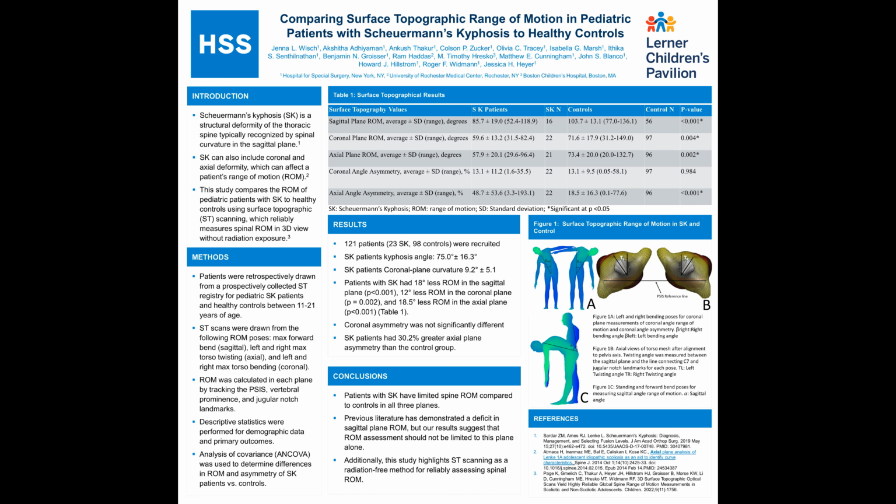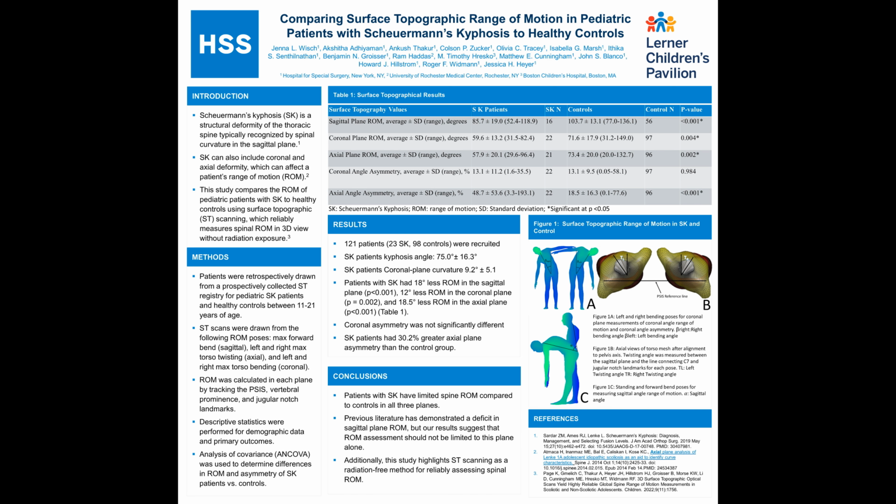Descriptive statistics were performed for demographic data and primary outcomes. Analysis of covariance was used to determine differences in range of motion and asymmetry in Scheuermann's kyphosis patients versus controls.